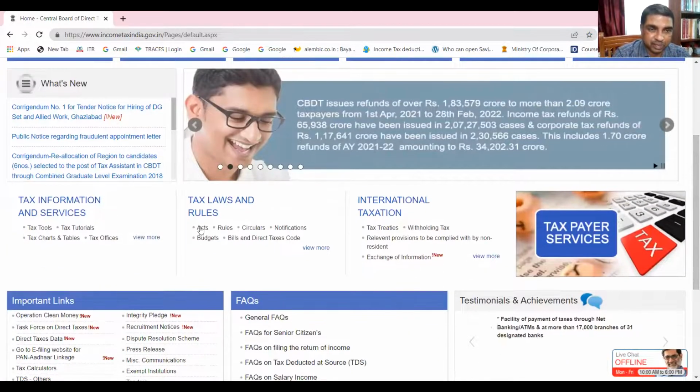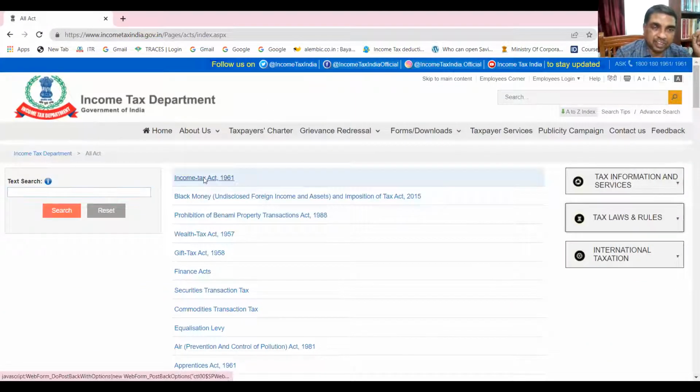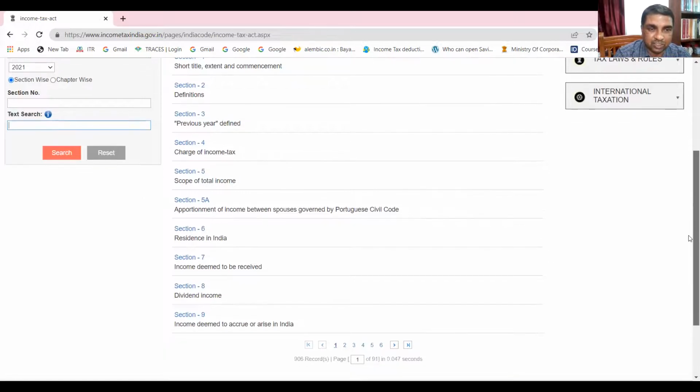Now you see, here acts are there. Tax laws and rules. Let us see the Income Tax Act. I want to see section wise. These are the things we are discussing. Section 6 talks about residents in India, that we have already discussed. Right now I'm talking about section 5. Section 5 is what? Scope of total income. Section 5A is something different. Section 6 is residents in India.